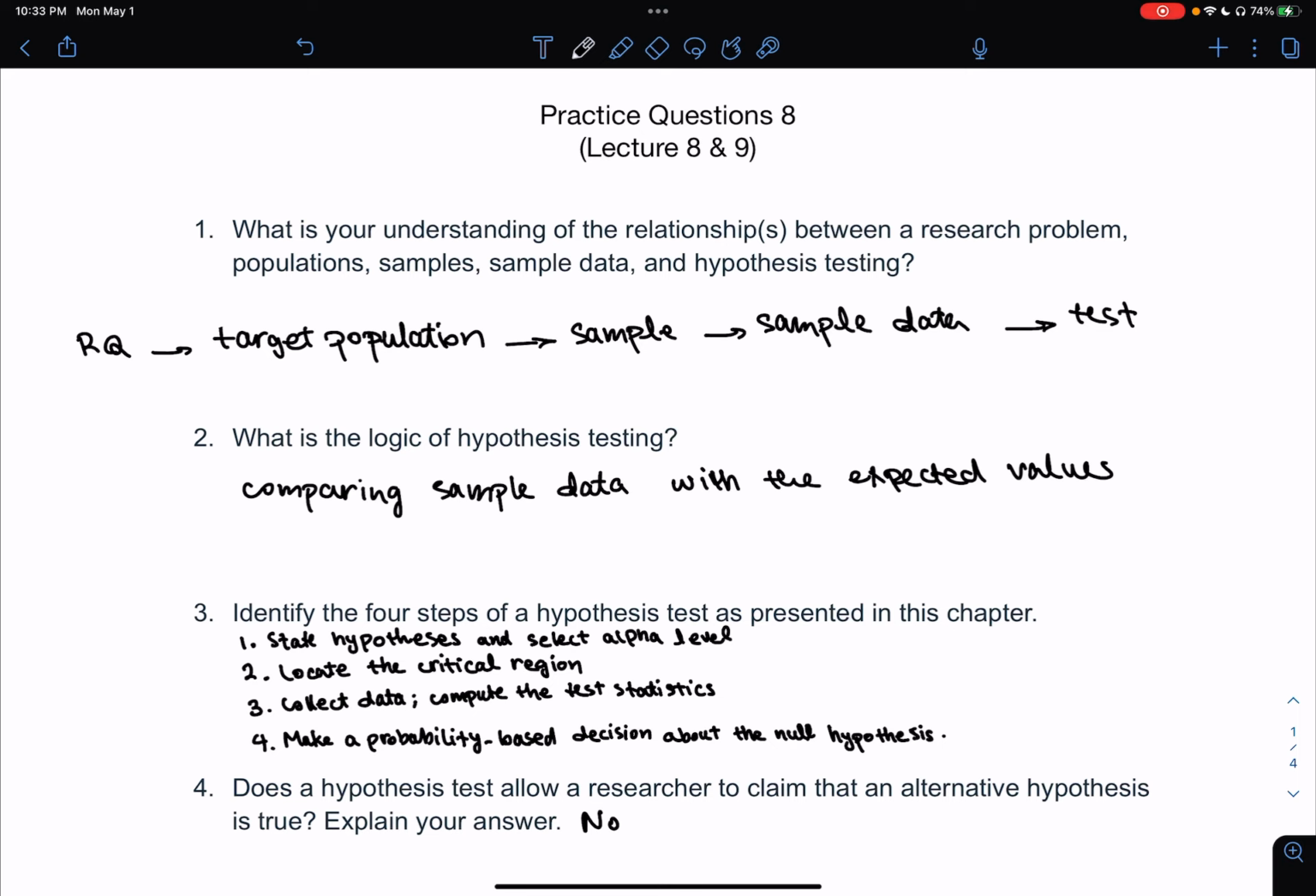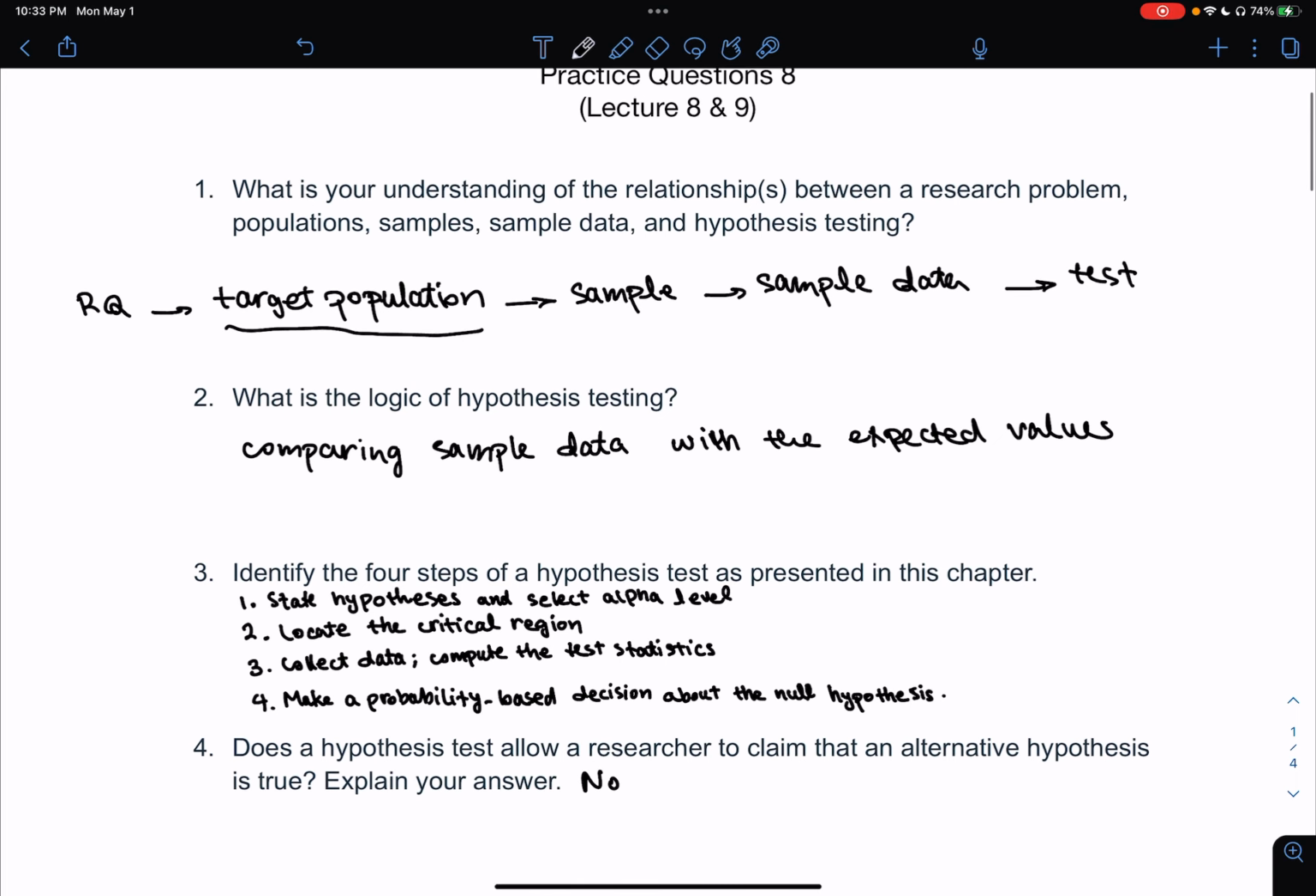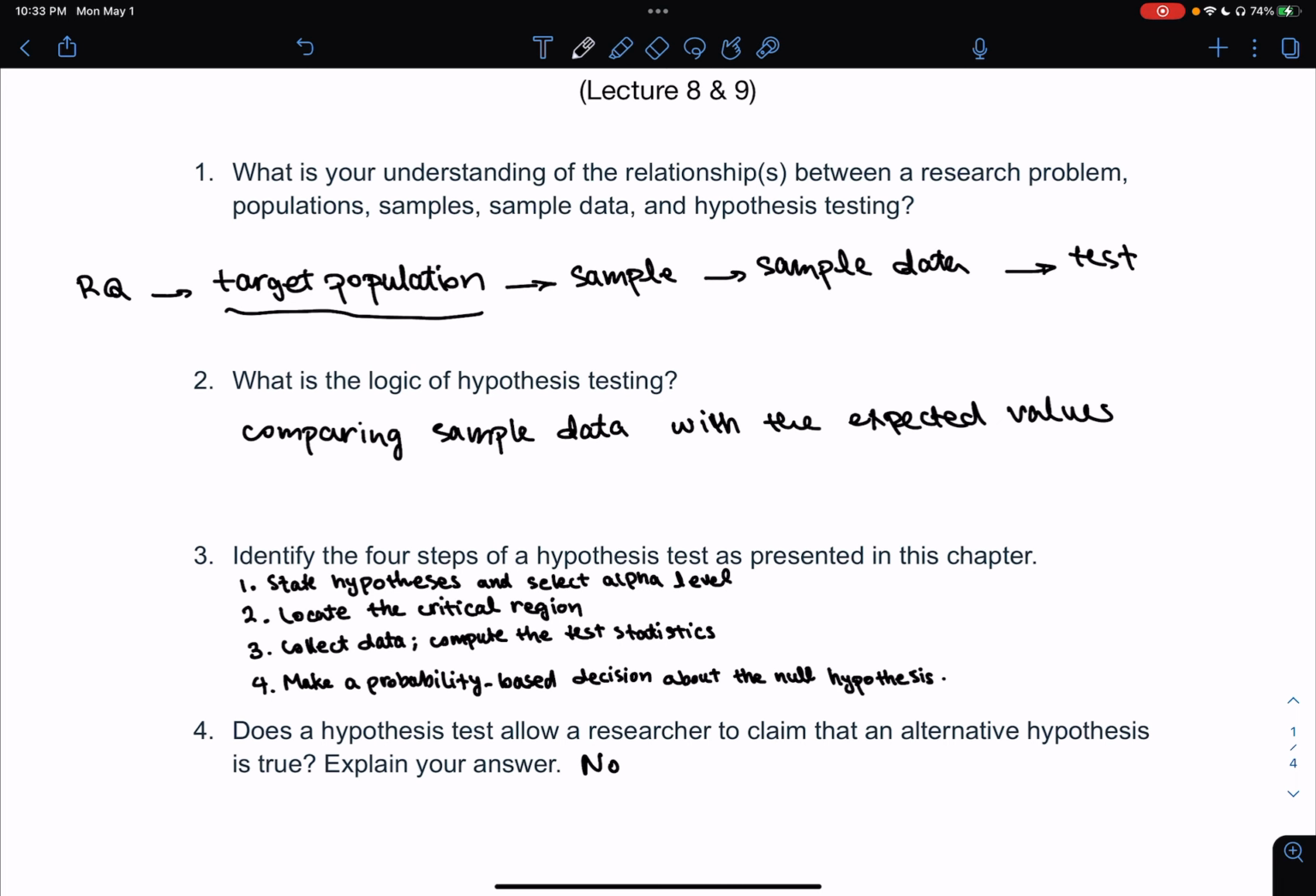Okay, so the first one, what is your understanding of the relationship between a research problem, population, samples, sample data, and hypothesis testing? So first of all, when we have a research problem, there is usually a target population that is related to that research problem. Naturally, you have a target population. Then from the target population, you basically select the sample. From that sample, you start collecting the data that you're interested in.